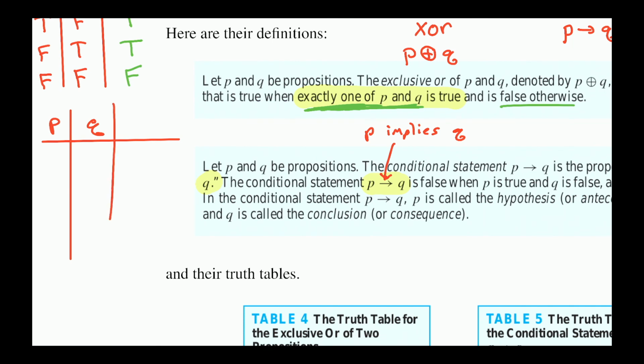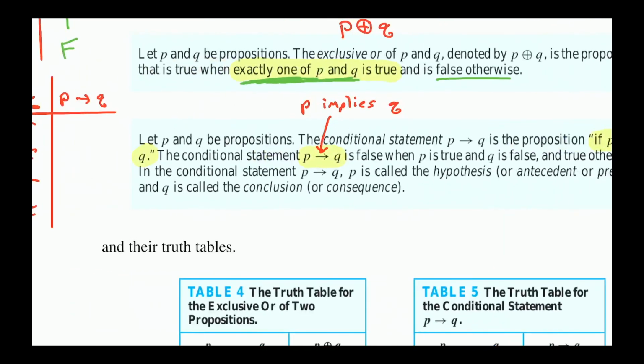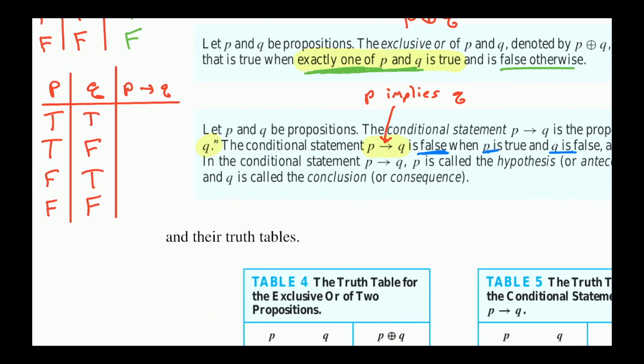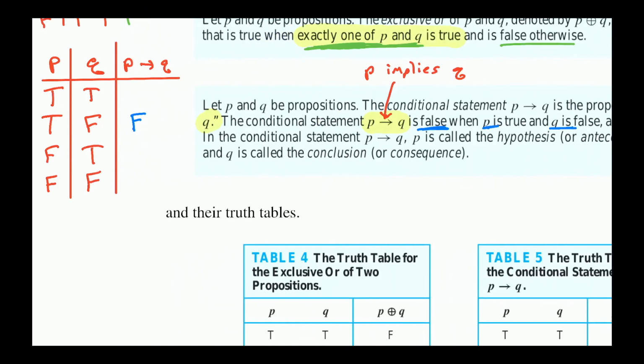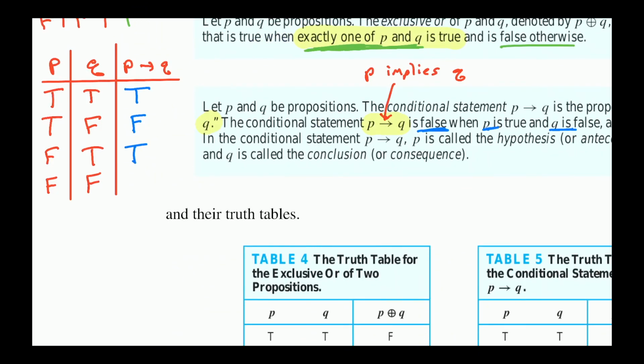P, Q, P implies Q. And how do we do it? True, true, false, false, true, false, true, false. And let's read the definition. It says false when P is true and Q is false. P is true, Q is false. There. True otherwise. All the others are true. So true, false, true, true. And that's P implies Q.